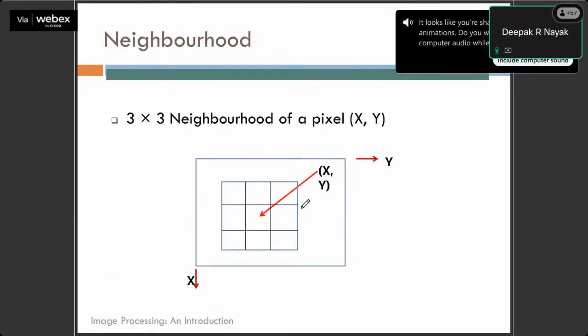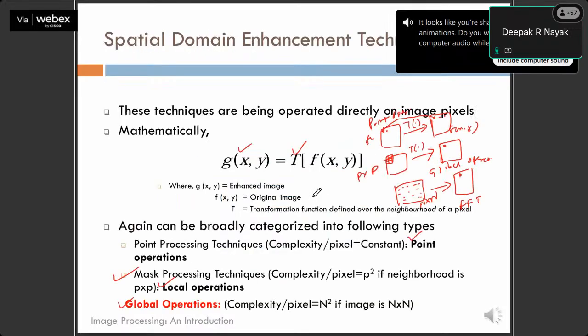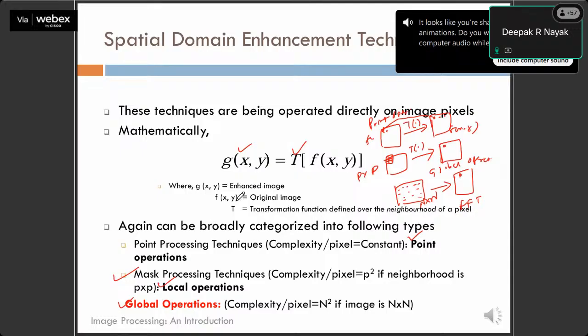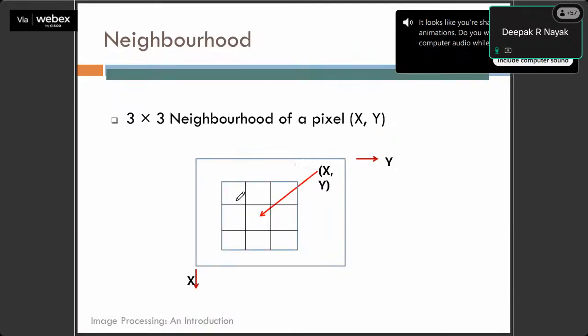I'll go a little bit faster here. I'll just give you the idea of what point processing techniques are, and these local operations will be discussed in another session. Just now we have seen that there are types of neighborhood: 4 neighborhood, diagonal neighborhood, 8 neighborhood. From now onwards, we are not going to use those terms.